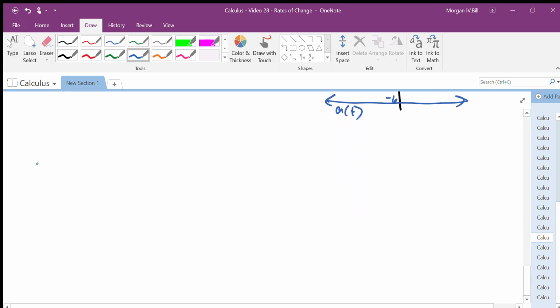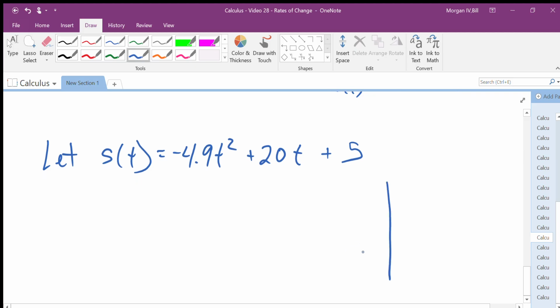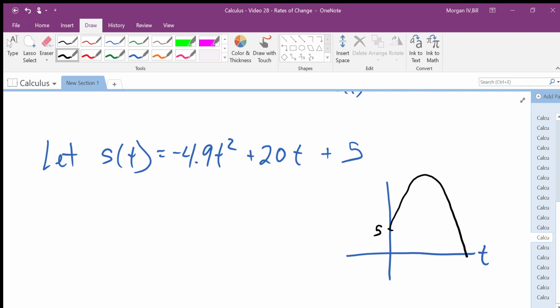So how about, let's let our position function equal negative 4.9 t squared plus 20t plus 5. Okay? So the curve there would look something like this. For our t-axis, we will start here at a height of 5. It'll go up, and it'll go down, right, until it hits the ground. That'll be the throwing a ball up into the air, a rocket shooting up into the sky and coming back down, right? So we can answer some questions like, what is the initial position?